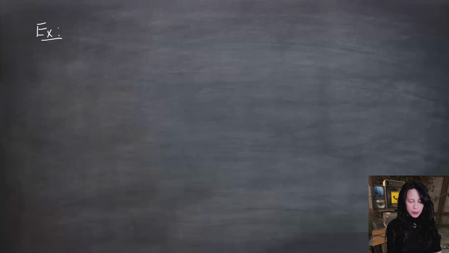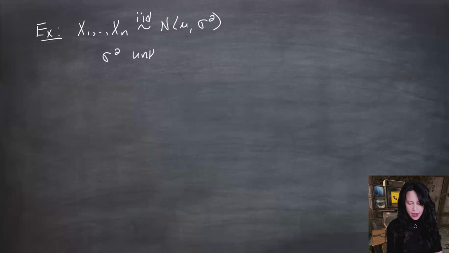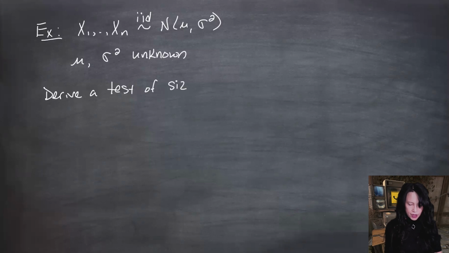As a new example, suppose I have X1 through Xn, IID normal(mu, sigma squared). Sigma squared is unknown, and mu is also unknown. If it's a hypothesis test concerning mu, then it's going to be unknown. And let's derive a test of size alpha, starting to look at some composite hypotheses.